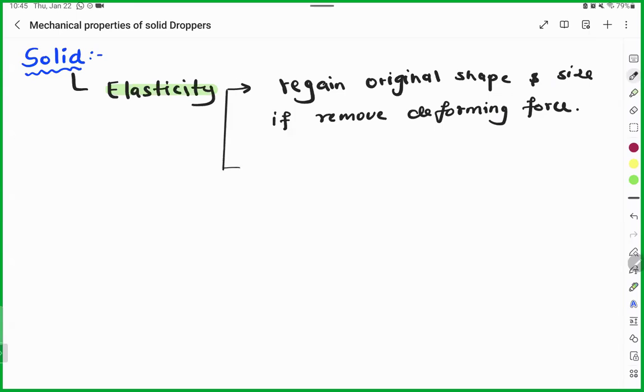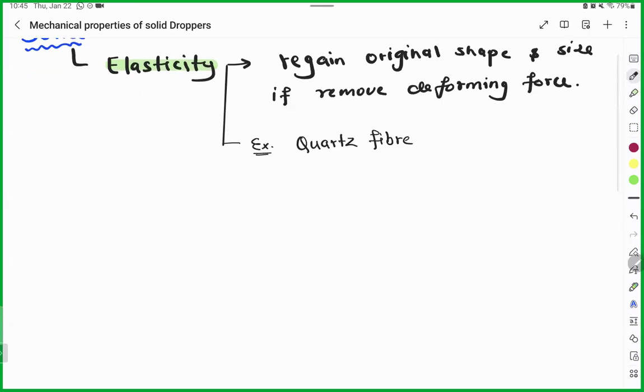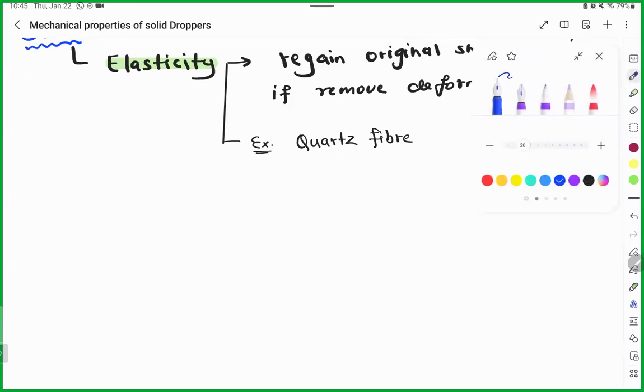Chandana, what are the examples that have very good elasticity? Sir, rubber, spring. Yes, rubber, spring, but one of the best is quartz fiber. The example of rubber spring we see, but no doubt it regains its position, but not completely. In case of quartz fiber, it is more accurate. I won't say 100% regain, but more accurate. This is elasticity.